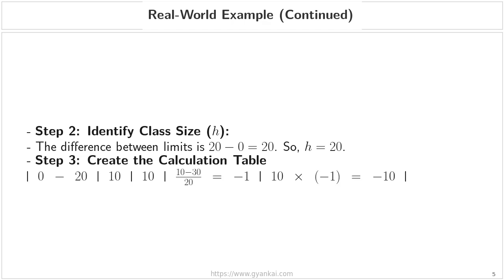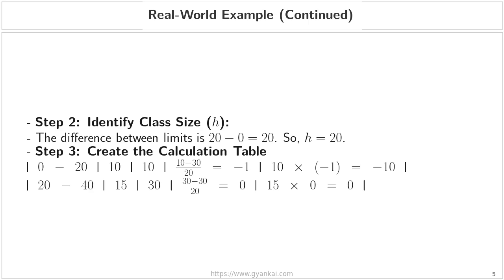Let's calculate this row by row. For the first interval, where the class mark is 10, we take 10 minus 30, which is negative 20, and divide that by 20, giving us a step deviation of negative 1. Multiplying this by our frequency of 10, we get negative 10 for our final column. Moving to the second row, our class mark is 30. Since 30 minus 30 is 0, and 0 divided by 20 is still 0, our step deviation is 0. Therefore, 0 times our frequency of 15 leaves us with 0.